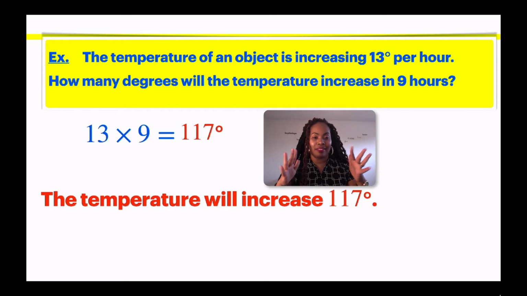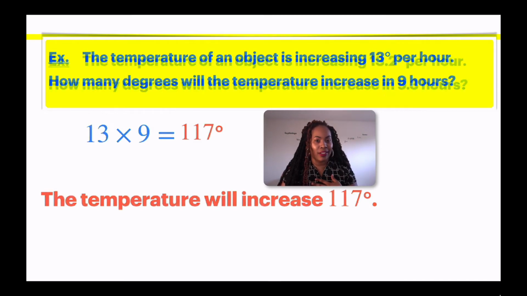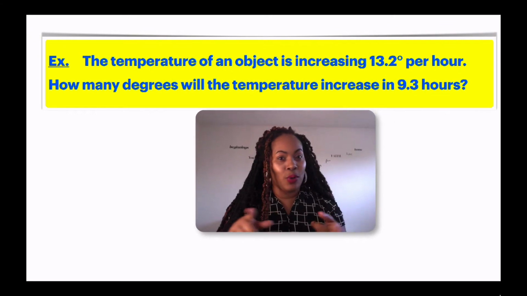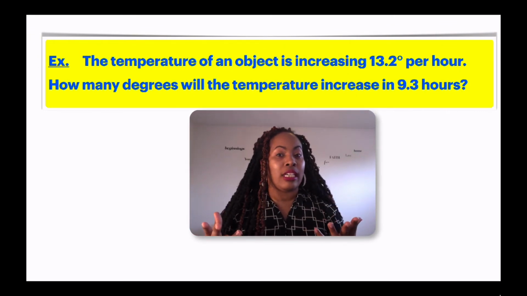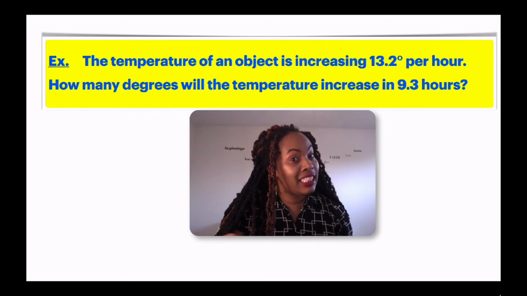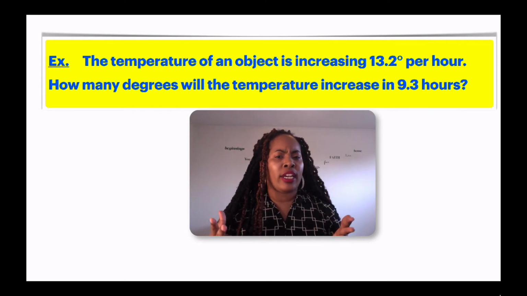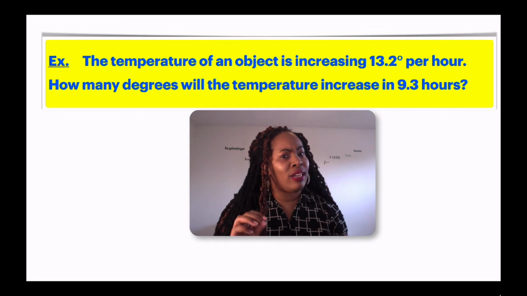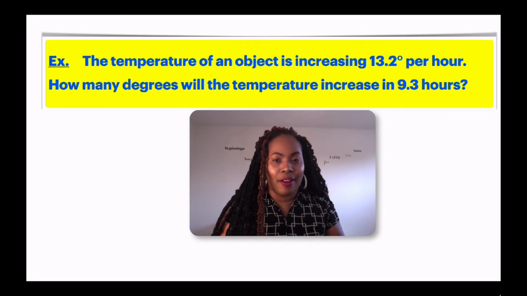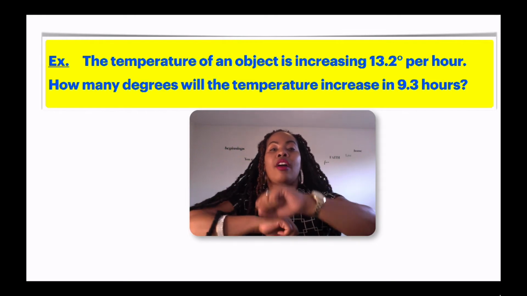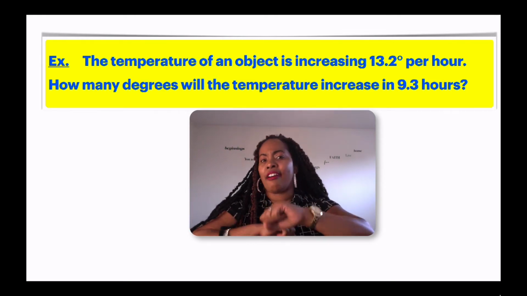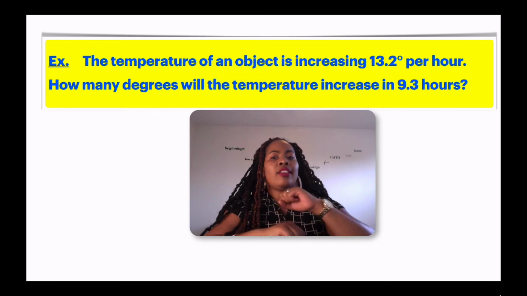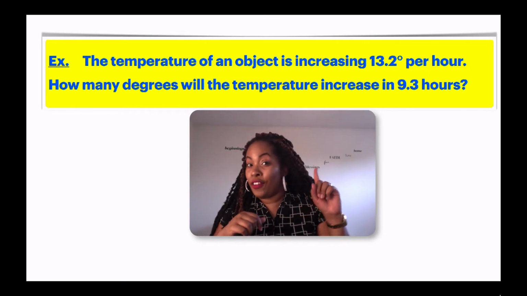Wow. How about that? Hey, we're going to do something that we just did a second ago. Because I know that you guys can multiply anything times anything, let's see what happens when we change these numbers up a little bit. Same question, new numbers. The temperature of an object is increasing 13 2/10 degrees per hour. How many degrees will the temperature increase in 9 3/10 hours? Wow. Okay, so we know that we're going to be multiplying because, again, we have that rate that says 13 2/10 degrees per every 1 hour, right?